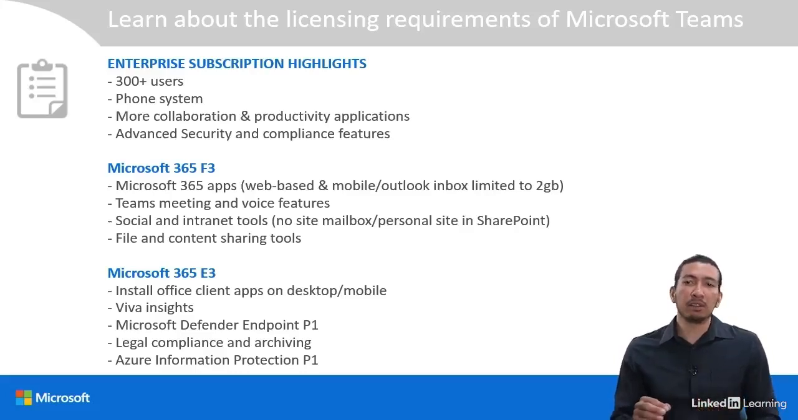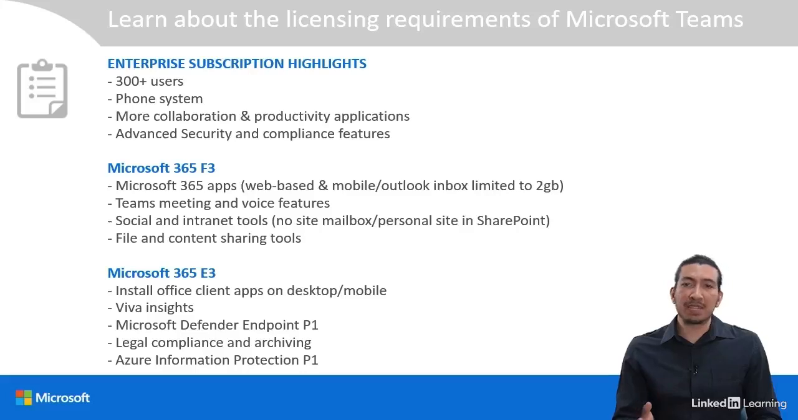You also get file and content sharing tools such as OneDrive. The next plan, called Microsoft 365 E3, is similar to the F3 plan, as it includes the same features, but also provides you with the capability of installing the Microsoft 365 apps on desktop computers and mobile devices. Whereas in the F3 plan, you can only use the web-based and mobile versions of these applications. The E3 plan also includes SharePoint.